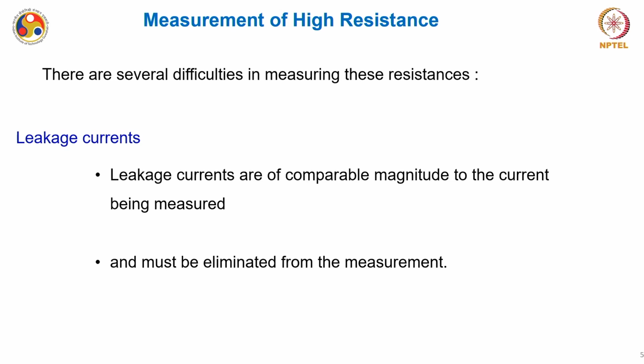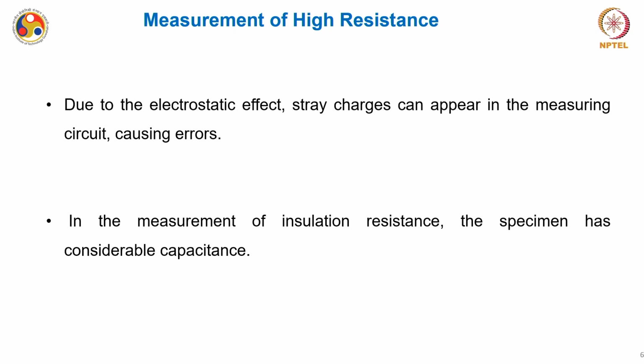Now, when you try to measure high resistance, there are several challenges. One of the severe challenges that you face while measuring high resistance is the leakage current. Leakage currents are of comparable magnitude to the current which is being measured, and therefore have to be eliminated during the measurement. We will talk about the leakage current in a little more detail, and how to avoid it, but let us see what the other challenges are while measuring high resistance.